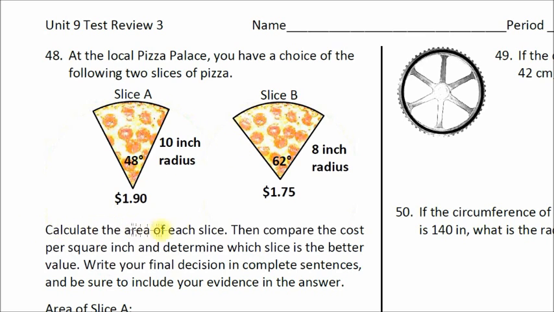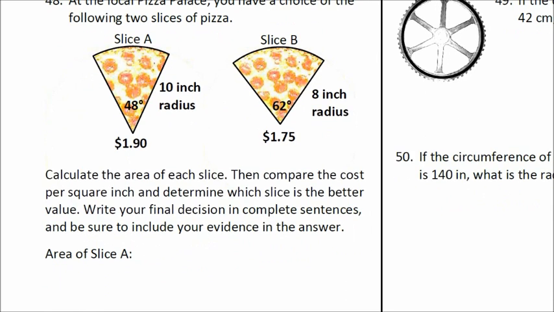So it says calculate the area of each slice, then compare the cost per square inch and determine which slice is the better value. Write your final decision in complete sentences and be sure to include your evidence in the answer. So the first thing we're going to do is go ahead and figure out the area of each of these slices.